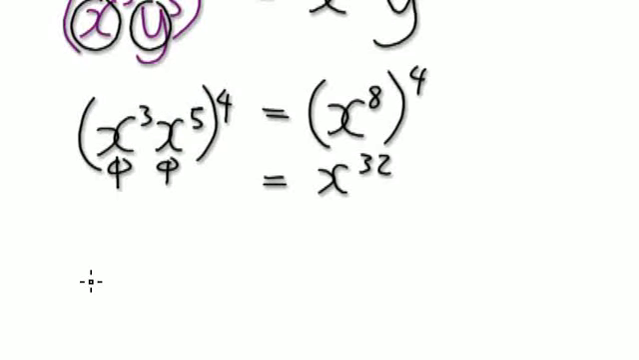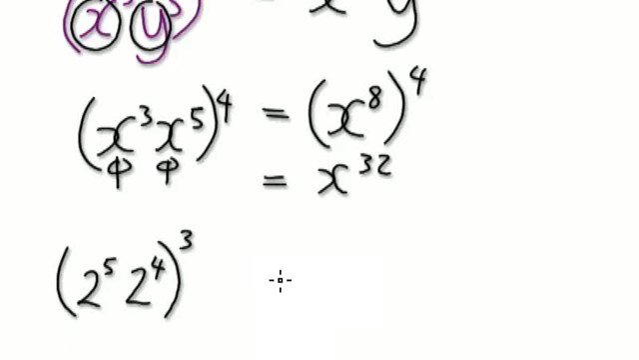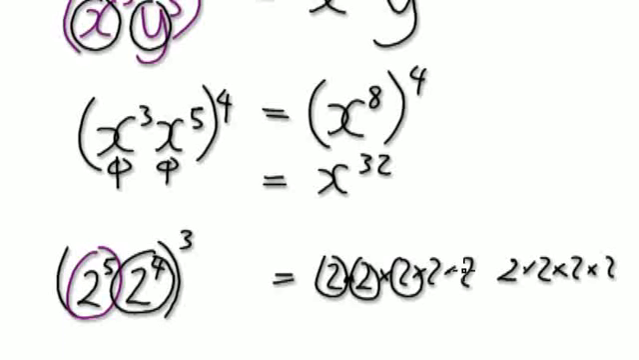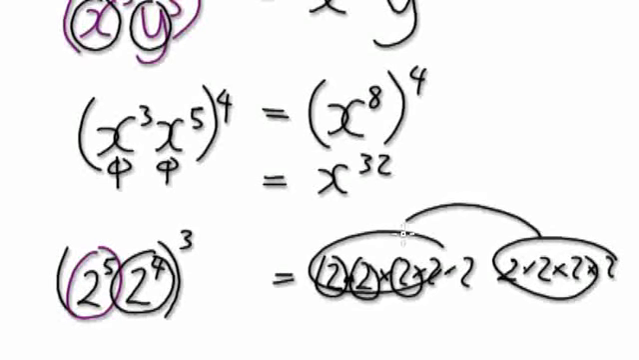Okay, it's like me giving you this. Hang on, 2 to the power of 5 and 2 to the power of 4, and then power to the 3, let's say. What this means here is 2 times 2 times 2 times 2 times 2, and then you've got to times 2. It's going to be 2 times 2 times 2 times 2. My point is that because all these 2's, they're all the same, you can actually merge them together.